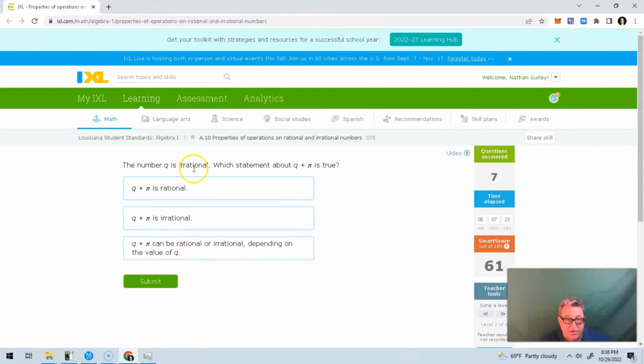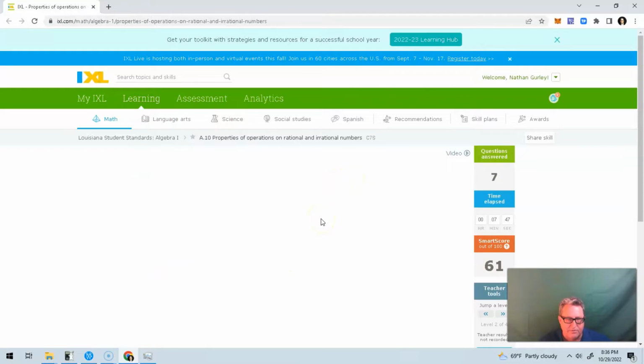The number q is irrational. Which statement about q plus pi is true? Well, this could be a little tricky. My first guess would be B, but then you've got to think if q is irrational, it could be negative pi, and negative pi plus pi would be 0. So I'm going to have to go with C on this one, because that would make it 0, which would be rational. Alright, trying to guess.